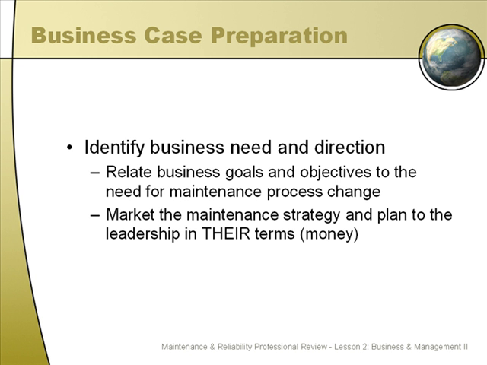Now we're shifting into the business case preparation objective for today. The first thing we'll need to do in this case is to identify business needs and direction. First, we need to relate business goals and objectives to the need for maintenance process change. I might sound like I'm beating this into you because we talked about it quite a bit in lesson 1, and here we are again.